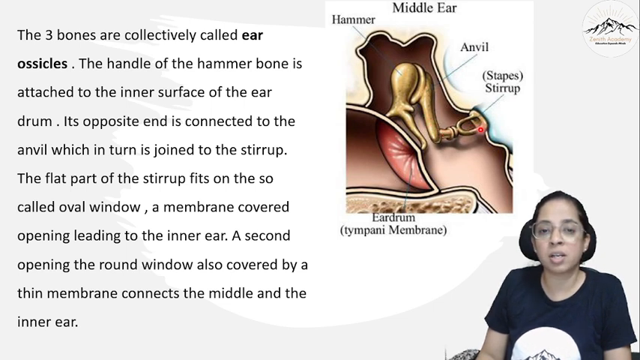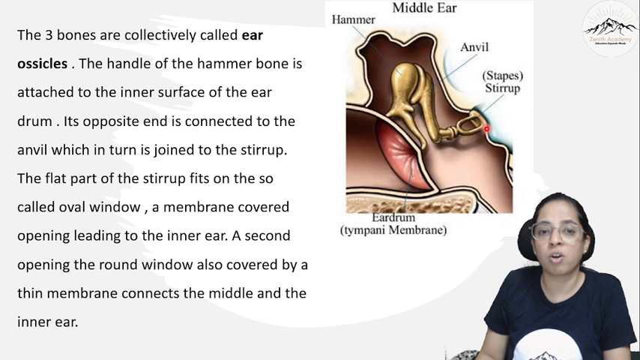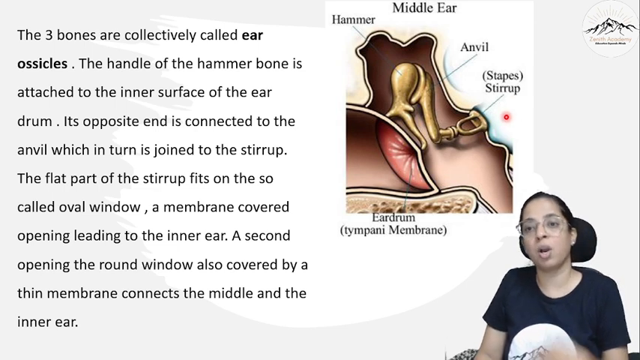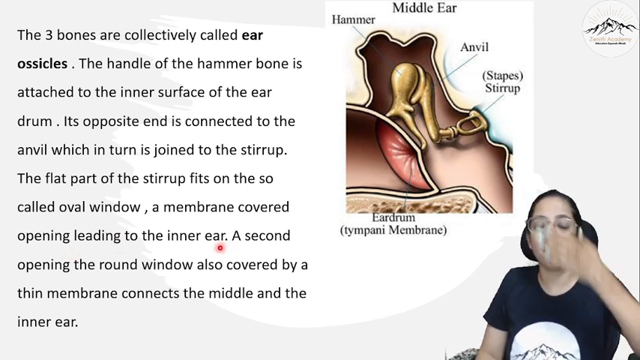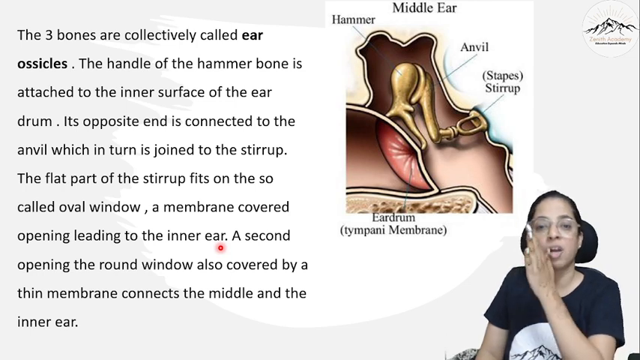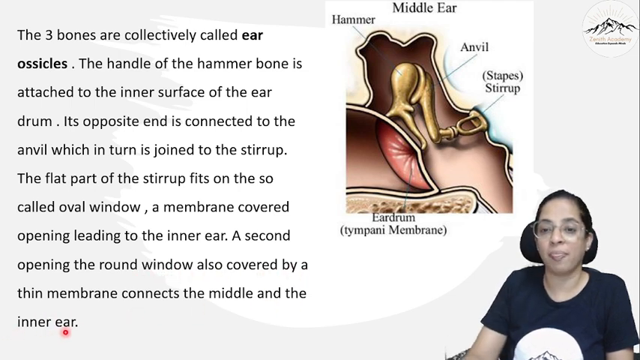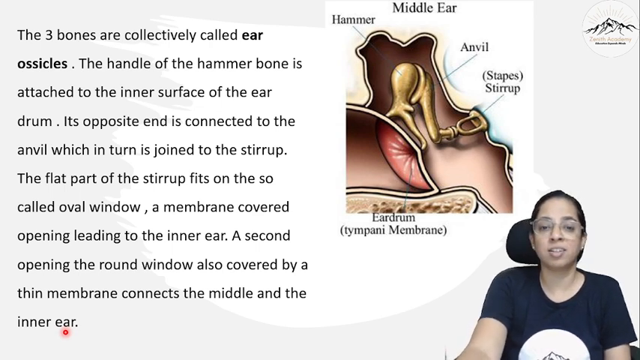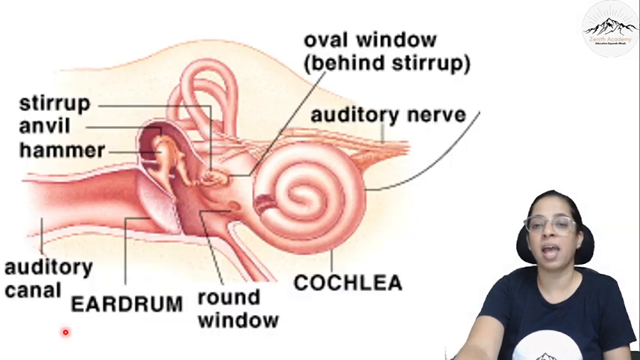The flat part of the stirrup fits on the so-called oval window. So you can see this is the flat part. This touches or connects to the oval window. We'll talk about oval window in detail in the next slides. The flat part of the stirrup fits in the so-called oval window, a membrane covered opening leading to the inner ear. So it is a membrane covered opening which leads to the inner ear. A second opening, the round window, also covered by a thin membrane, connects the middle ear and the inner ear. So there is another opening which is known as round window. This is also covered by a membrane and it connects the middle ear and the inner ear.